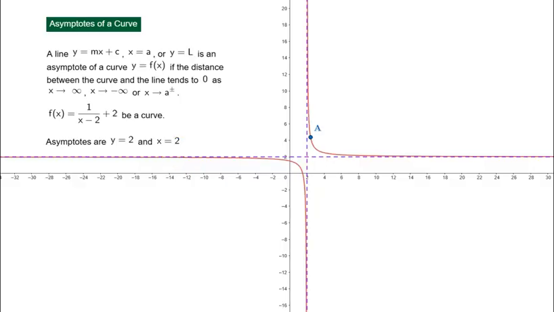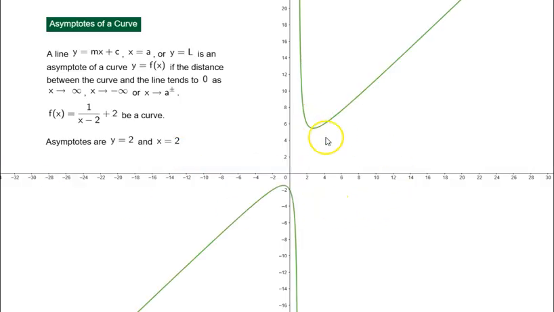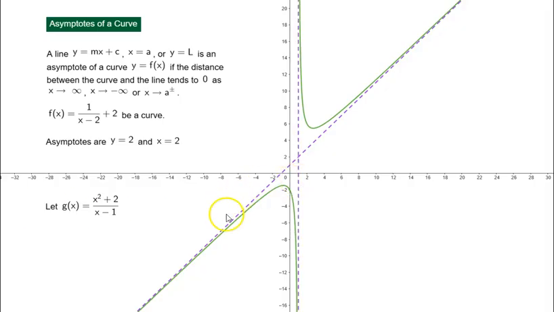Okay, let's take another example. Let's take this curve. This is x square plus 2 divided by x minus 1. Here the asymptotes are y is equal to x plus 1 and x equal to 1. These are the two asymptotes. One is a vertical asymptote and the other is an oblique asymptote. So here asymptotes are y equal to x plus 1 and x equal to 1.